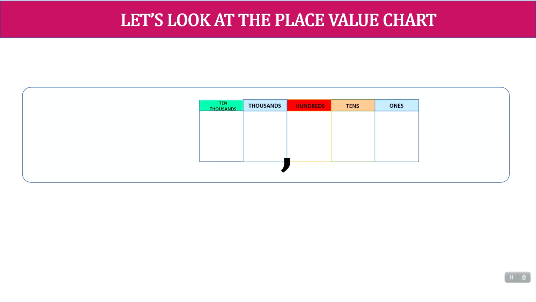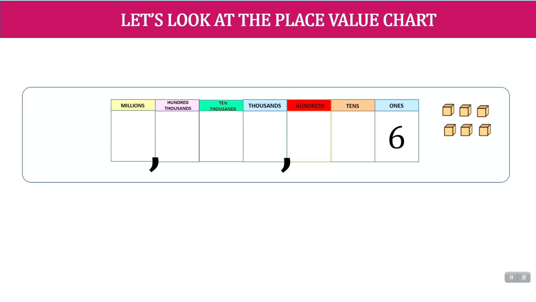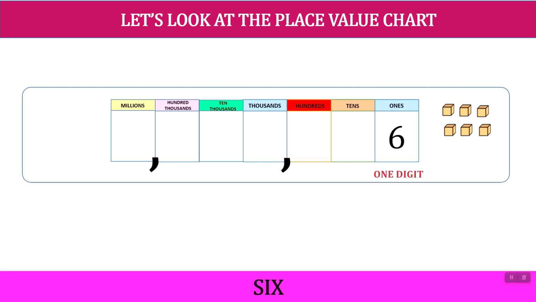Left of that is the 10,000s. Left of that is the 100,000s. And then the millions column, separated again by a comma. If we write the number 6, it appears in the ones column. 1, 2, 3, 4, 5, 6. We have 6 ones, and we write 6 in the ones column. We have one digit. This is the number 6.